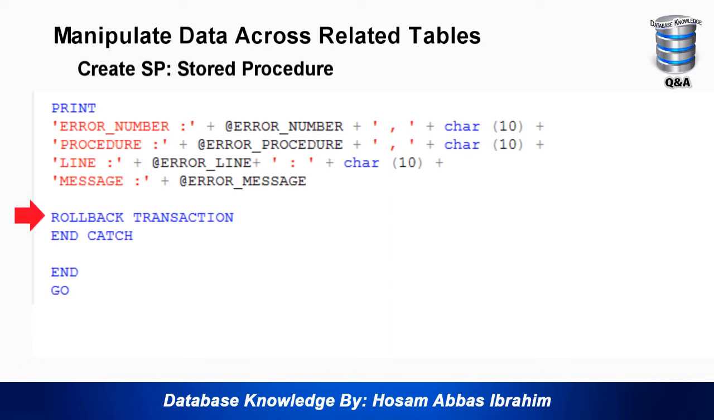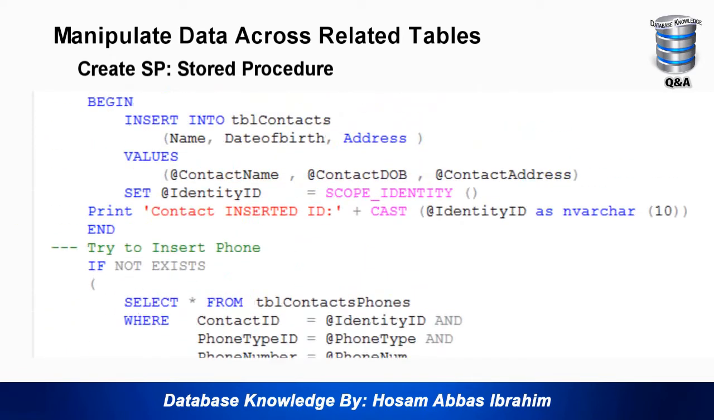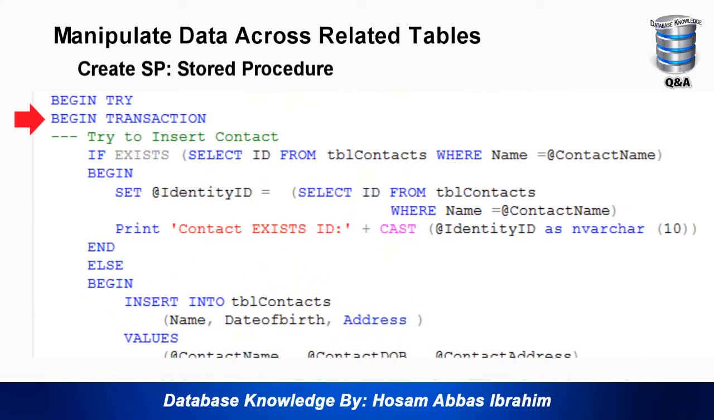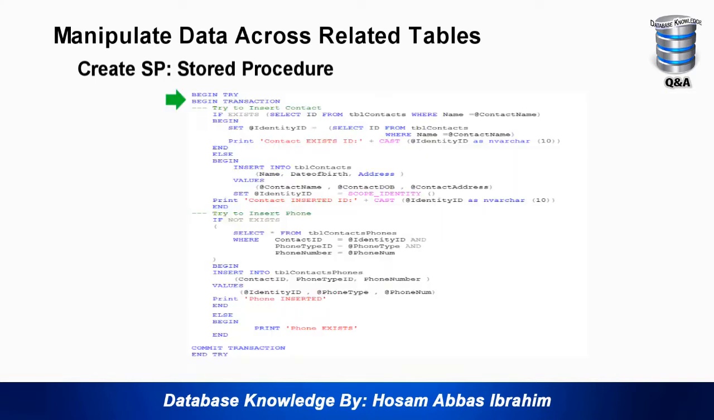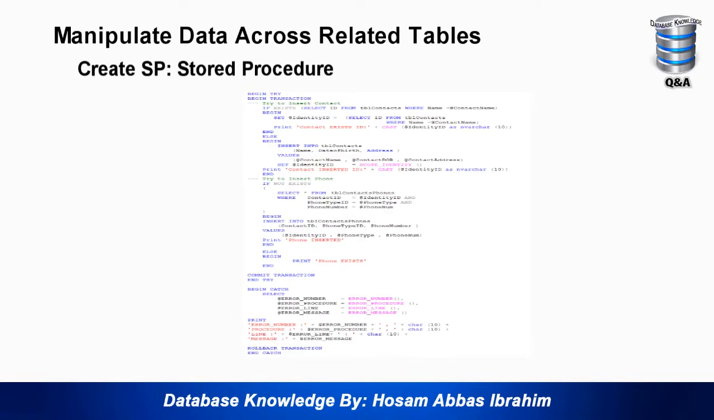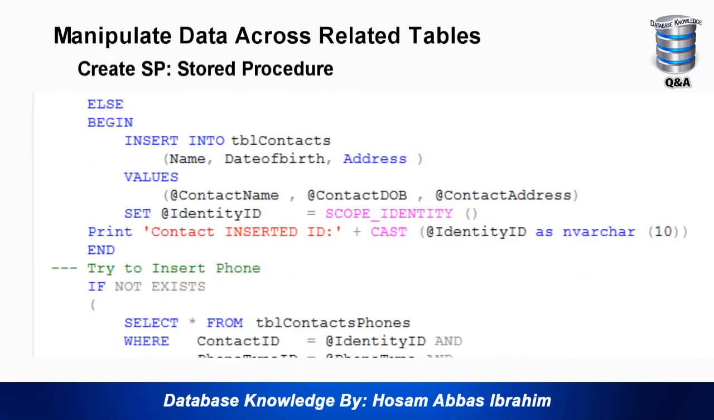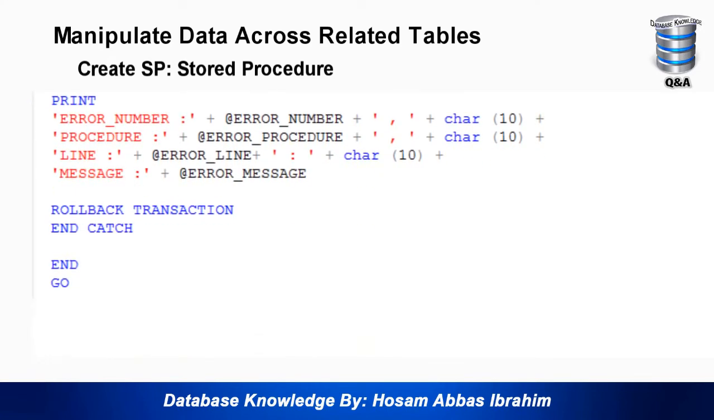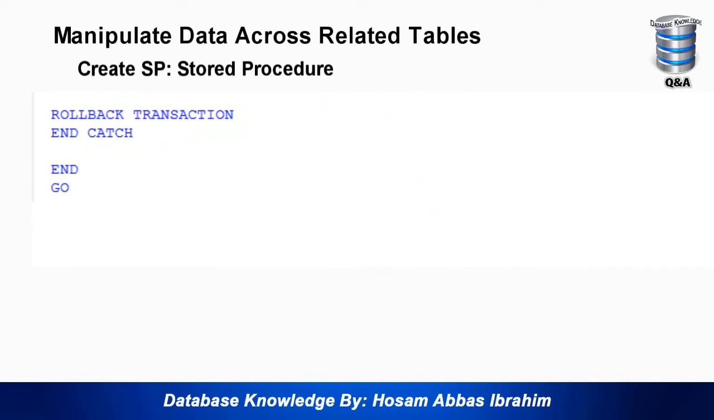Then I will say rollback transaction, and this replies to begin transaction only if there is an error. So we have begin transaction, commit transaction happens when everything is okay with my transactions, and rollback transaction replies to begin transaction when there is an error. So begin transaction either ends with commit or rollback, and then I will say end catch to end my catch block, and this is the end for the stored procedure. Create or alter, and go to execute.